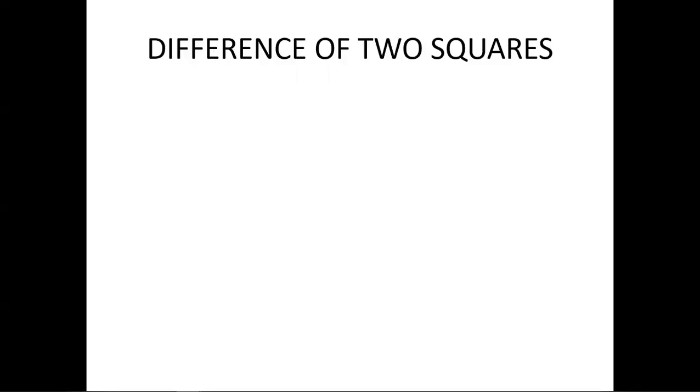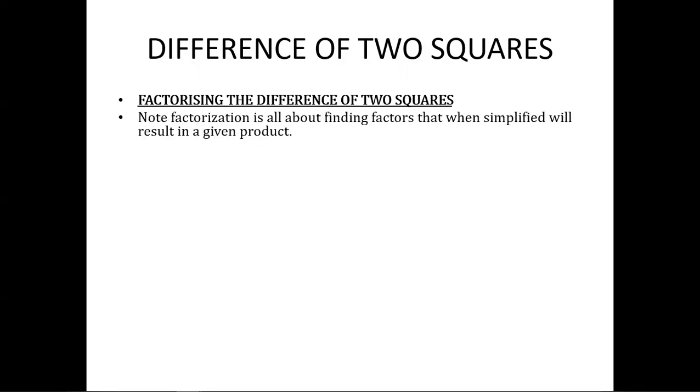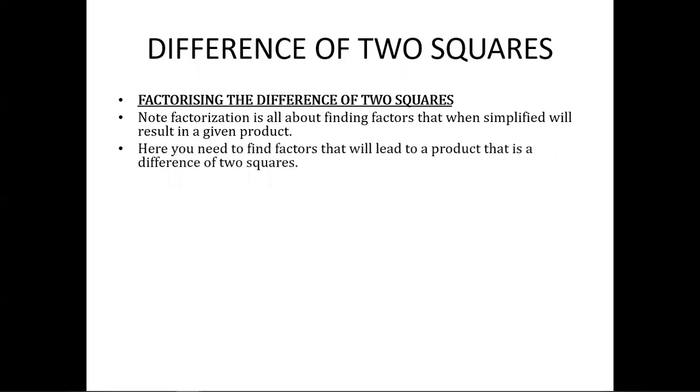Today we'll be doing a difference of two squares, and I will start by explaining what a difference of two squares is first, okay? We will be factorizing the difference of two squares. Note that factorization is all about finding factors that when simplified will result in a given product. So I'm giving you a product and I'm asking you to work backwards to find the factors of that product. Here you will need to find factors that will lead to a product that is the difference of two squares.